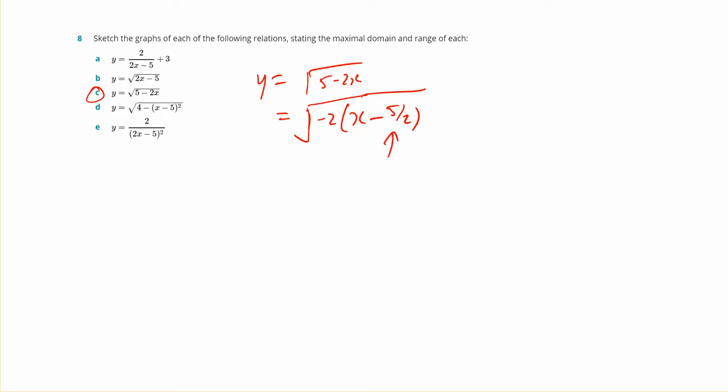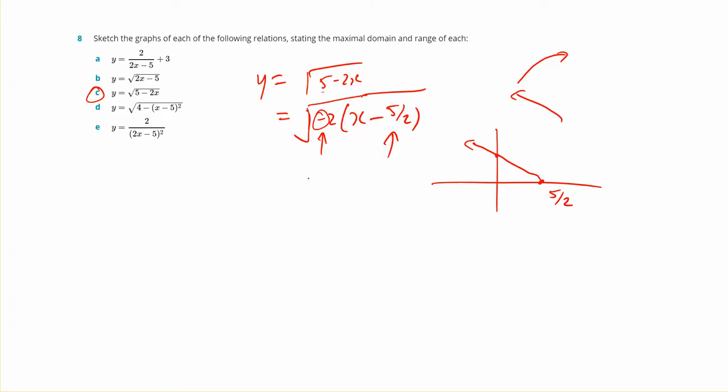Because the graph hasn't moved 5 to the left. That's not correct. It's actually moved 5 and 2 to the right, okay? So, and also we've got a reflection, okay? Reflection in the y. So our original graph looks like this, but it's reflected in the y, so it looks like that. Okay, so that's the shape, and it's obviously moved 5/2 to the right. So 5/2, like this, and it's going to have a shape looking like that.